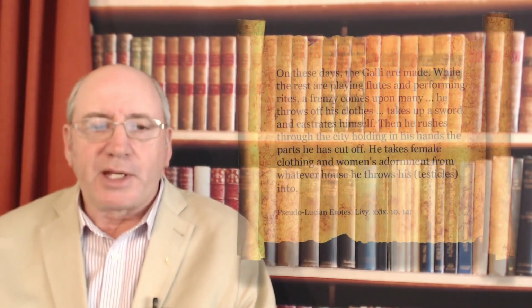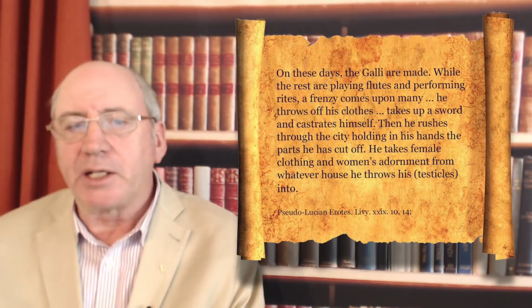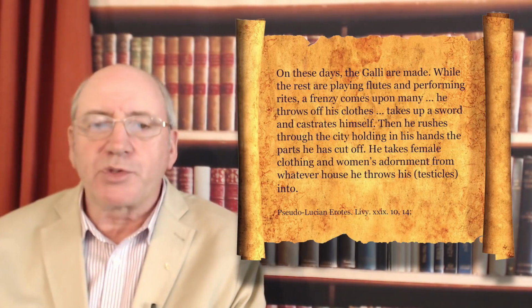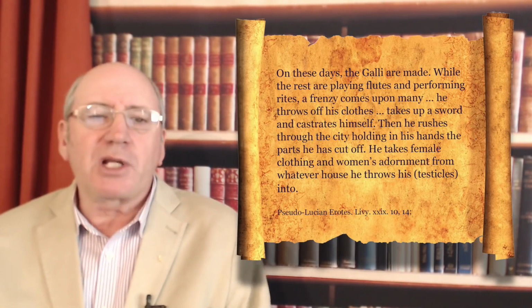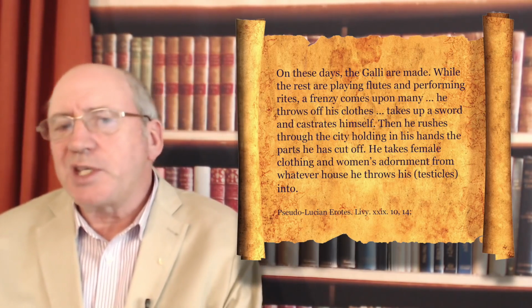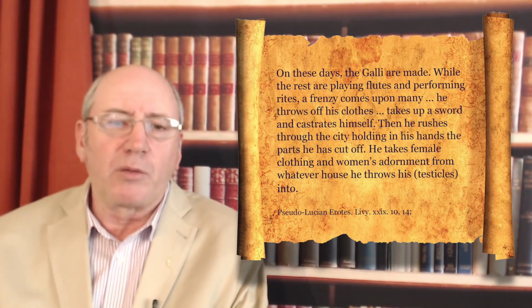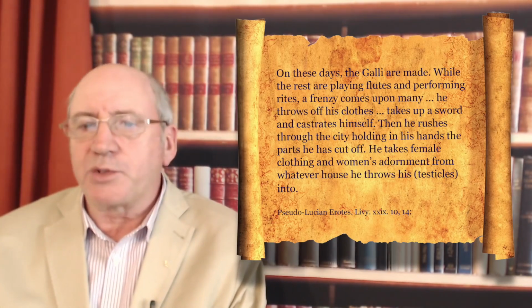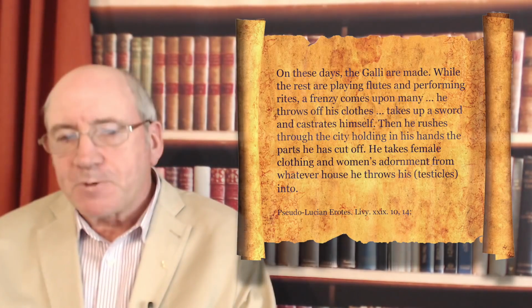Lucian says of the Galli, he says, on these days the Galli are made. When the rest are playing flutes and performing rites, a frenzy comes upon many. He throws off his clothes, takes up a sword and castrates himself. Then he rushes through the city, holding in his hands the parts he has cut off, and he takes female clothing and women's adornments from whatever house he throws his testicles into. So yes, these are the testicle tossers of the Near East.